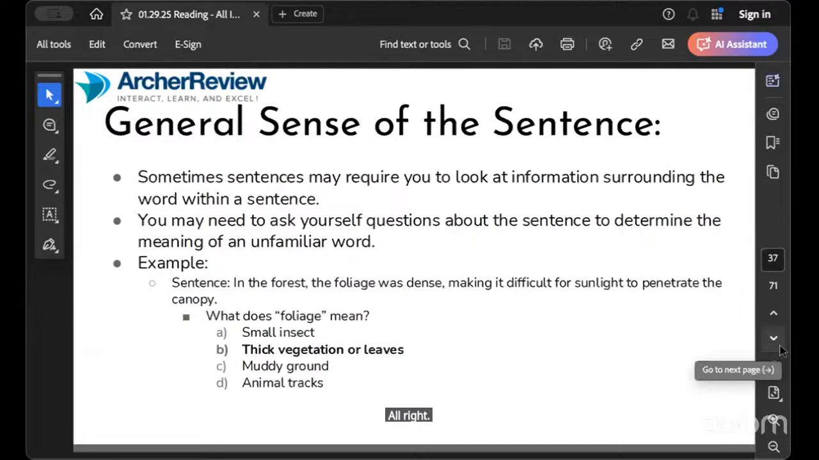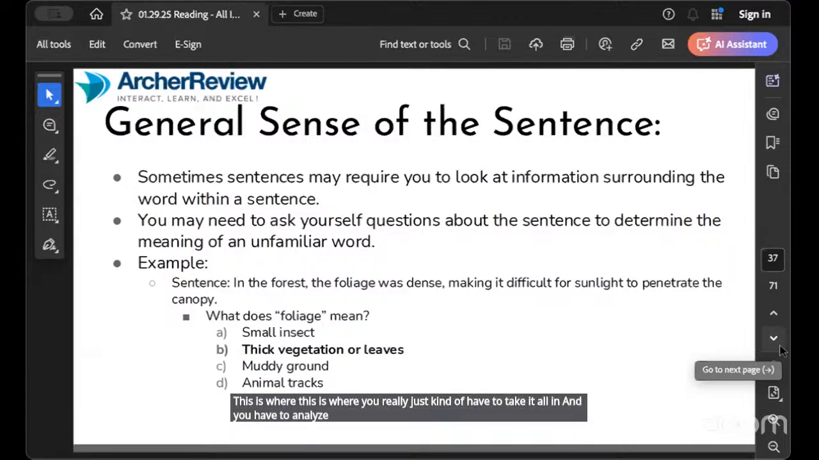Now, with general sense of the sentence, this is where you really just have to take it all in and analyze what the entire sentence is saying, kind of like you're trying to see the big picture of it.